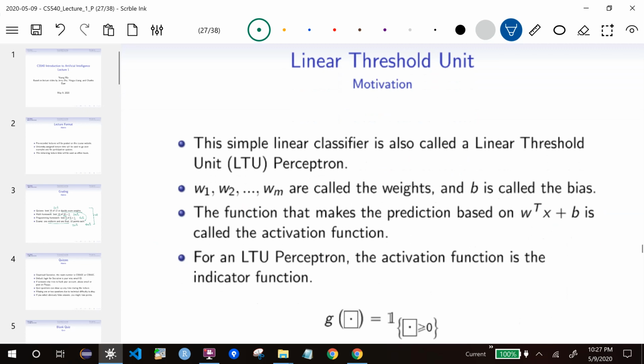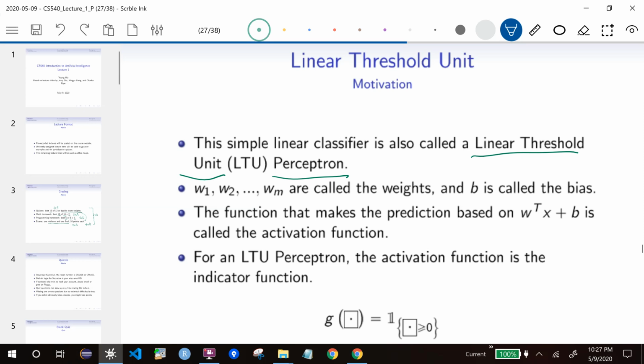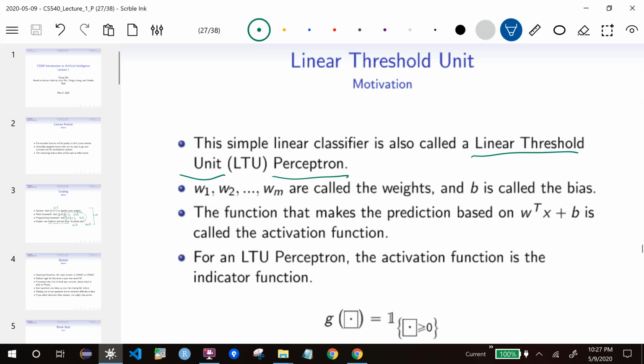We also have a very fancy name, by the way, for this very simple linear classifier. It's called the linear threshold unit perceptron, and I usually call it the LTU perceptron. It's called a perceptron because later it will become a part of a neural network. Next week we'll talk about networks, and then you'll see why we are calling these things perceptrons. Again, they are part of a neural network; it's basically one unit in the network.